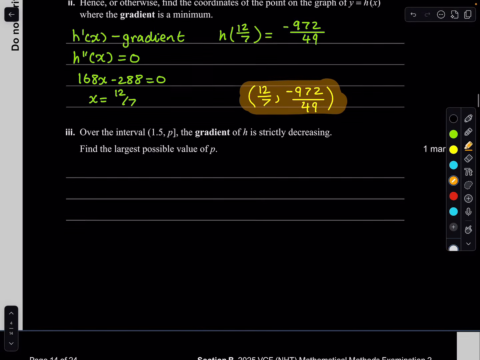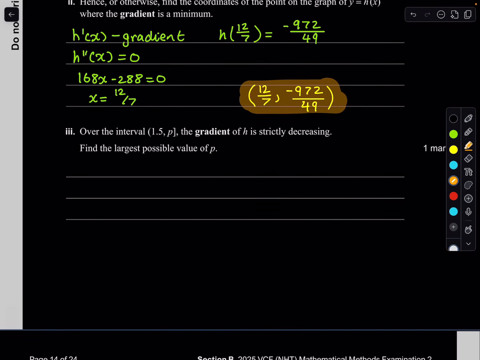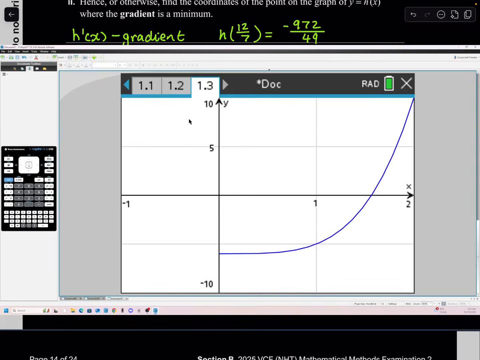Next question. Over the interval from 1.5, so from our domain 1.5 to some value p, where it's inclusive, the gradient of h is strictly decreasing. Find the largest possible value of p. That's actually not too bad, because we actually have the graph. Let's go back to the graph here. So let's think about it. Here, yeah?